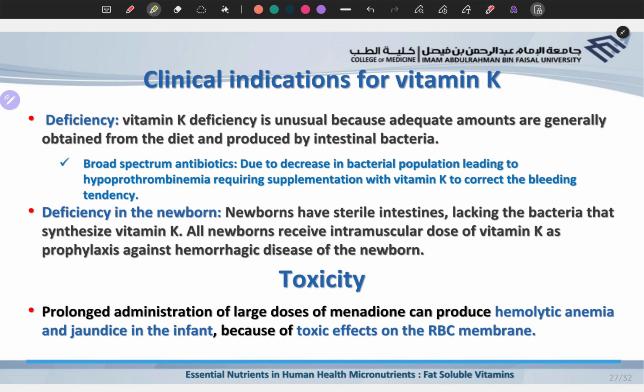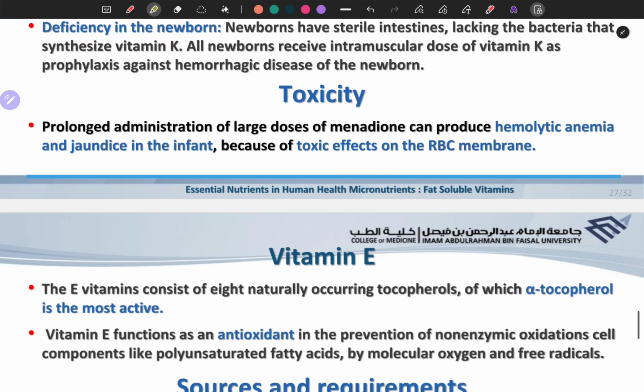What is jaundice? Liver problem means what? There are many liver problems. Yes, bilirubin. Bilirubin coming from where? From the RBC. When RBC is broken down, it gives heme and globin. When heme is broken down it forms bilirubin, and bilirubin is metabolized in the liver. Is it okay? So because of this there will be jaundice, and also hemolysis will be there because of the toxic effect on the RBC membrane.